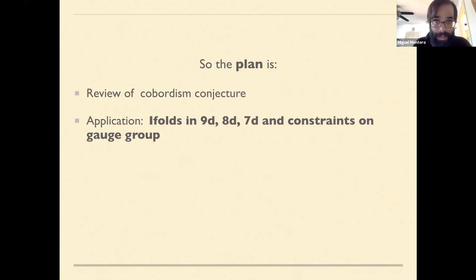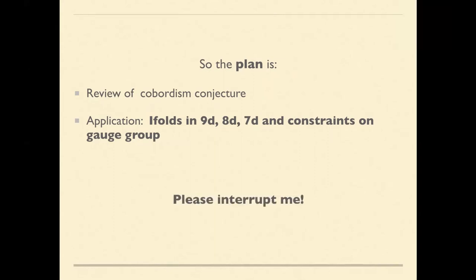In the particular case of interest here, the objects that will be predicted by the cobordism conjecture involve a reflection of some coordinates. So we call them I-folds, for inversion folds. They're just a generalization of orientifolds and orbifolds. Okay, so this allows us to constrain the rank in 9, 8, and 7 dimensions and also the gauge group. So that's the idea. Sorry, yeah.